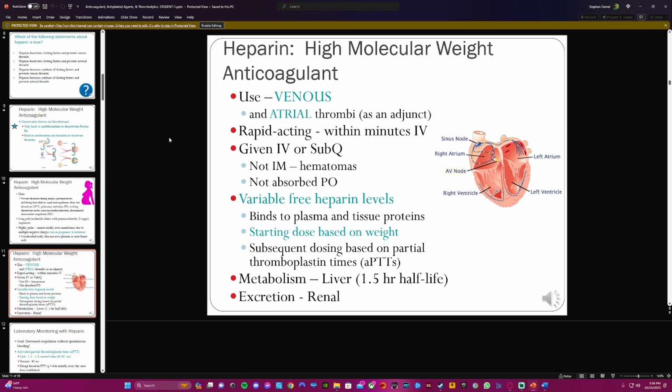Rapid acting within minutes, IV. Given IV or sub-Q, not IM, because it'll cause hematomas. It's not absorbed orally. Variable free heparin levels, binds to plasma and tissue proteins. The starting dose is based on weight, and subsequent dosing is based on partial thromboplastin times, APTTs. Metabolism is in the liver, and it has a 1.5 hour half-life.